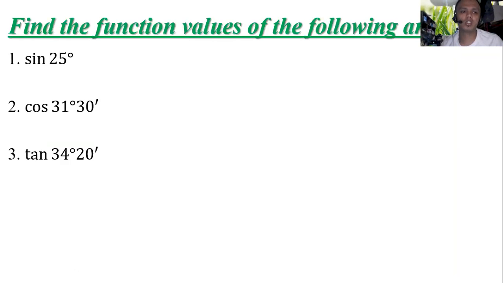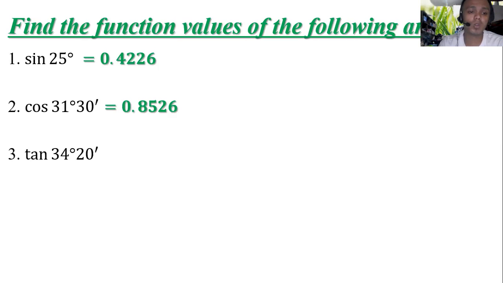Now, let us have an exercise. Find the function values of the following angles, no? Sin 25 degrees, we have 0.4226, no? Ginamitan ulit natin ng value, no? Cosine 31 degrees and 30 minutes, we have 0.8526. Then 3, tangent 34 degrees and 20 minutes, we have 0.6830. Now, yan ang value niya.